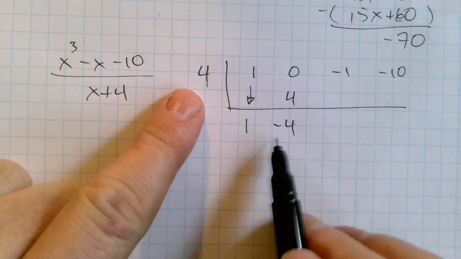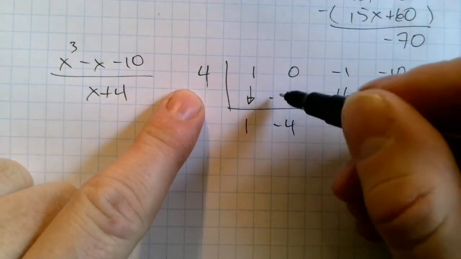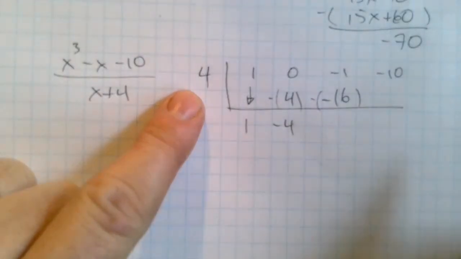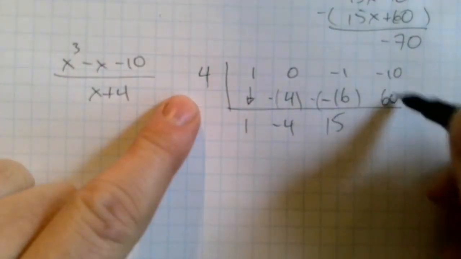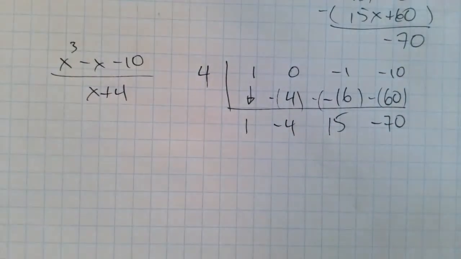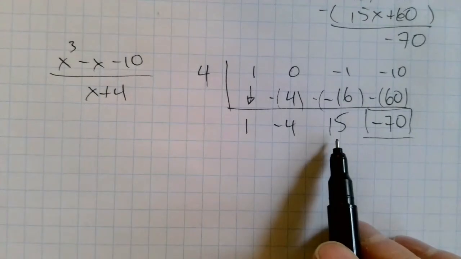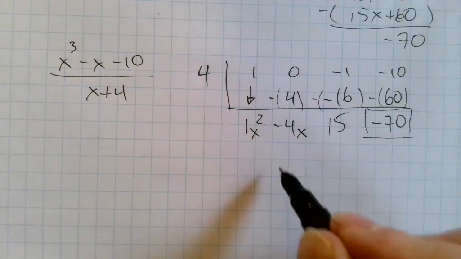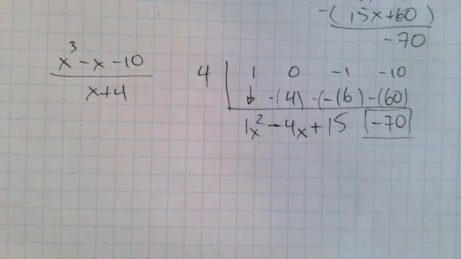Multiply, okay, to get negative 16, and then we subtract. Sorry, I should do it like this. And then we subtract. Well, negative 1 minus negative 16 is going to be 15. And then 4 times 15 is 60, and then we subtract. Negative 10 minus 60 is negative 70. And so how we interpret this is my remainder. This is my constant term. There's my linear term. Here's my quadratic term. And then I just put the appropriate signs in there. That was negative and this was positive.